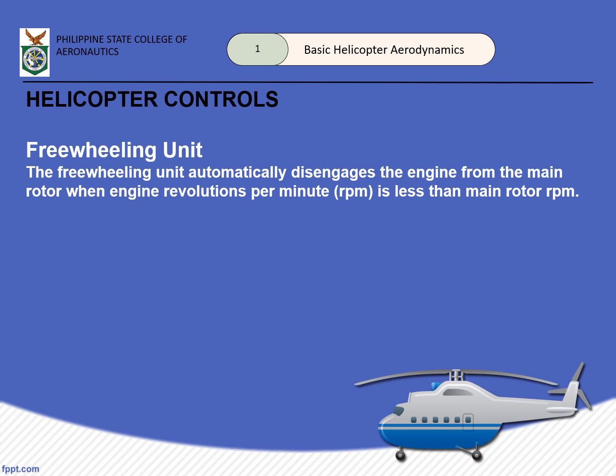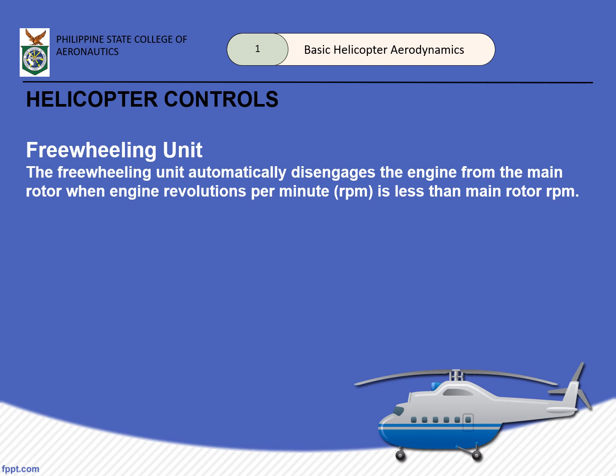So now we have the freewheeling unit. The freewheeling unit automatically disengages the engine from the main rotor when engine revolutions per minute, or RPM, is less than the main rotor RPM. So think of it this way.